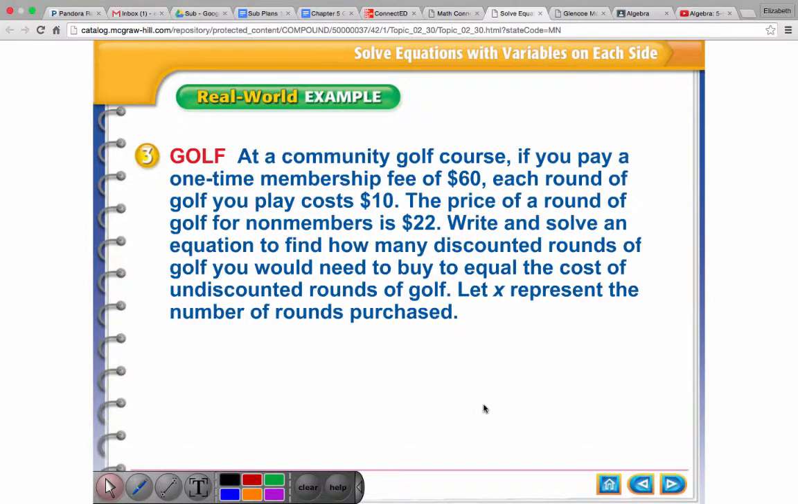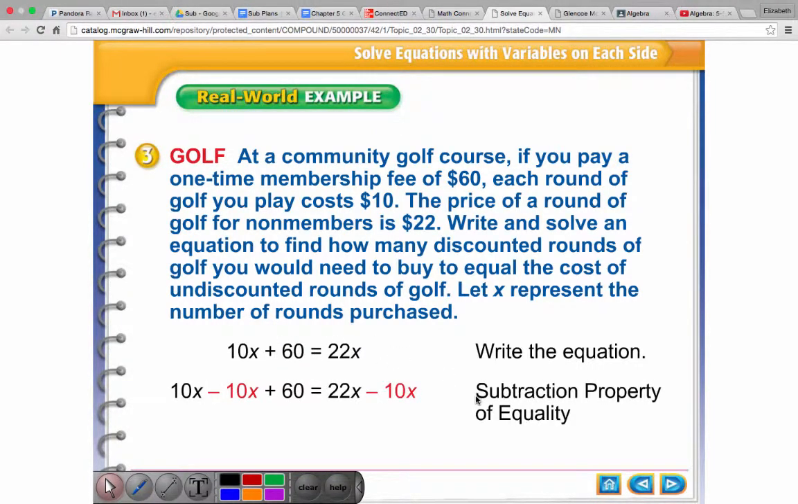So the way that you could express this equation is 10 times the number of rounds plus 60, that represents a member. 22x is a non-member. And you want to know when they even out. So you want to know how many rounds of golf you would have to play as a member to even out with not being a member, because you don't want to pay more money than you actually use.